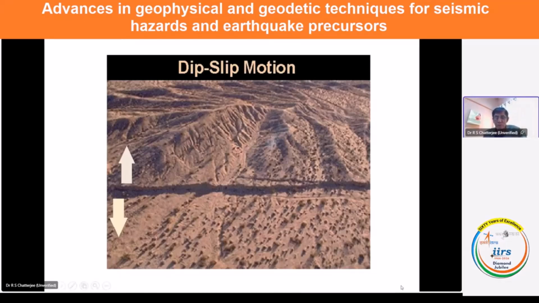So I have shown you two illustrations. One is a strike slip fault of active tectonics, and this is the deep slip fault of active tectonics, where you can see the offset of the mountain ridge. Okay, there's the topographic break.